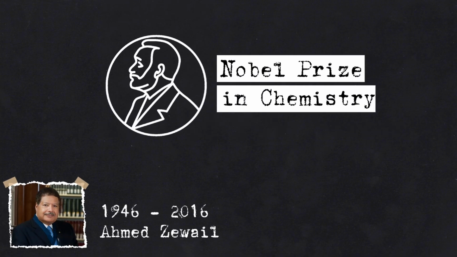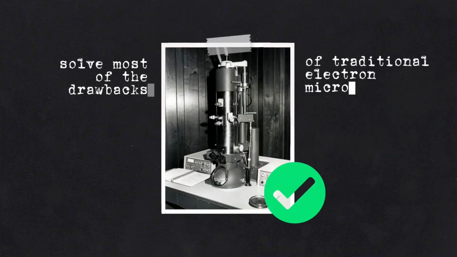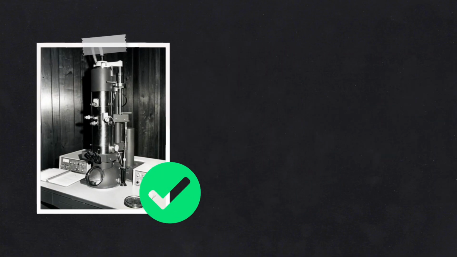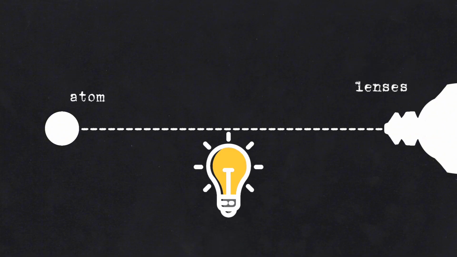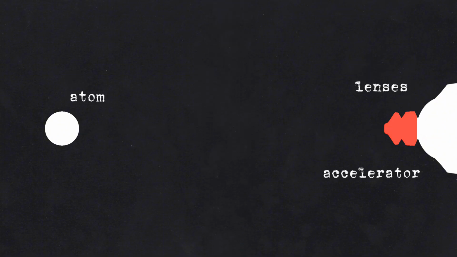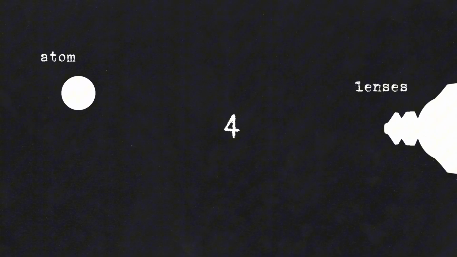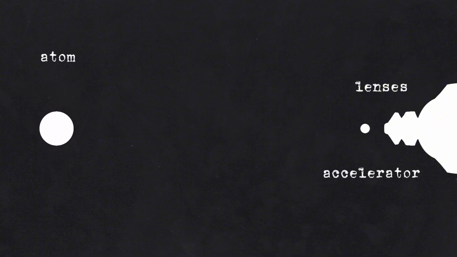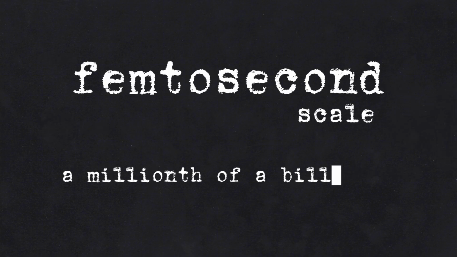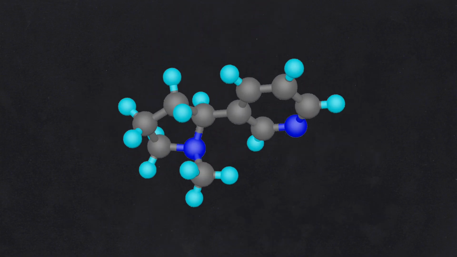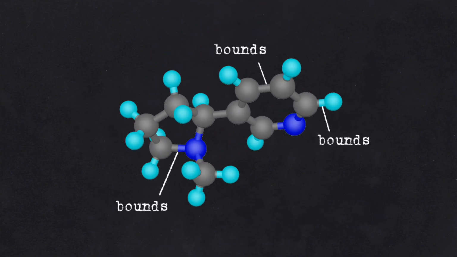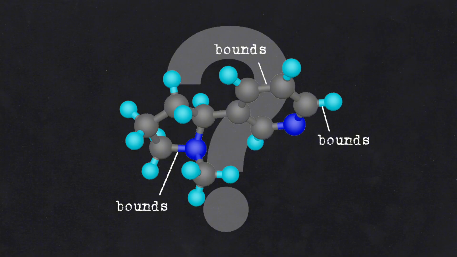In 1999, Ahmed Zewail won the Nobel Prize in Chemistry. What he did was solve most of the drawbacks of traditional electron microscopes. He added special lenses to focus on atoms and introduced a brilliant innovation, accelerating the electrons. In older microscopes, images were taken one by one, with long intervals between each electron pulse, during which atoms could move or change. By accelerating the electrons, the pulses became extremely close together, capturing events at the femtosecond scale, a millionth of a billionth of a second. This allowed scientists to see chemical bonds forming in real time, which greatly advanced our understanding of chemical reactions.